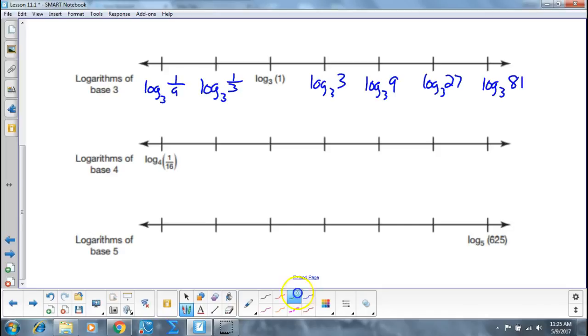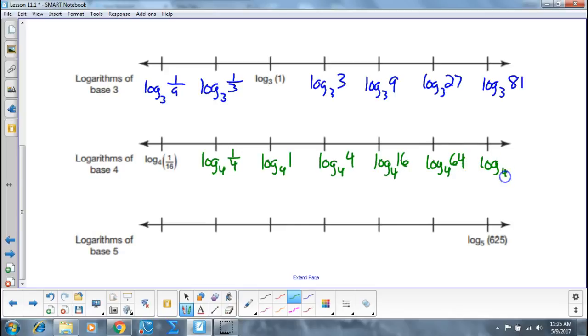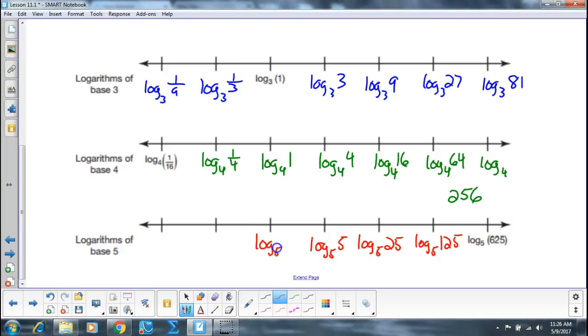Okay. On these it would be log base 4 of 1/4, log base 4 of 1, log base 4 of 4, log base 4 of 16, log base 4 of 64, and log base 4 of, oops, I put a 1 there, 256 should be there. On 5s, we'll start on the right and work our way back to the left: log base 5 of 125, log base 5 of 25, log base 5 of 5, log base 5 of 1, log base 5 of 1/5, and log base 5 of 1/25.